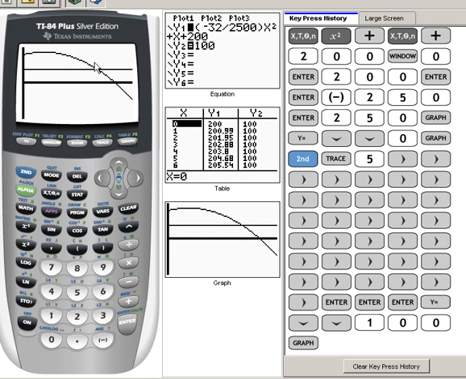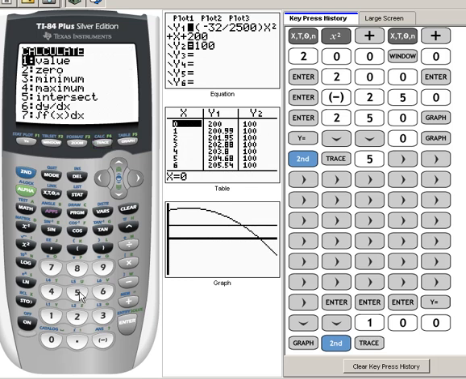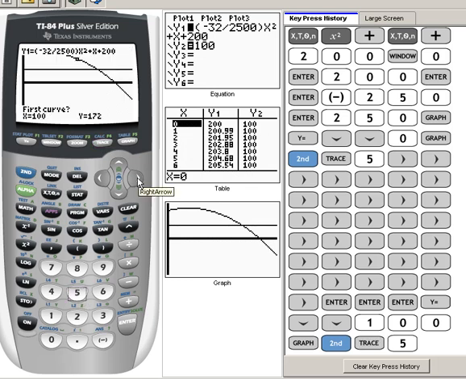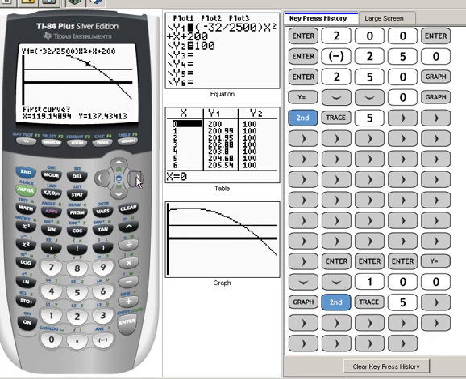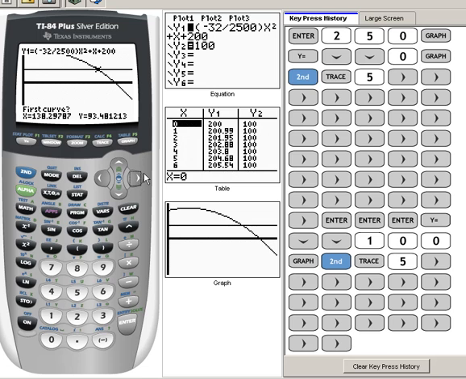Now we can intersect these two lines, or this curve and this line, by doing second trace, choosing number 5 for intersect, and then you want to get directly as close to on top of that point of intersection as you can. And then we hit enter 3 times, once for the first curve, once for the second curve, and then once for guess. And it's going to tell us now that this x value here is 135.7. So that tells us that the projectile will be 100 feet above the water when we are 135 feet out from the base of the cliff.